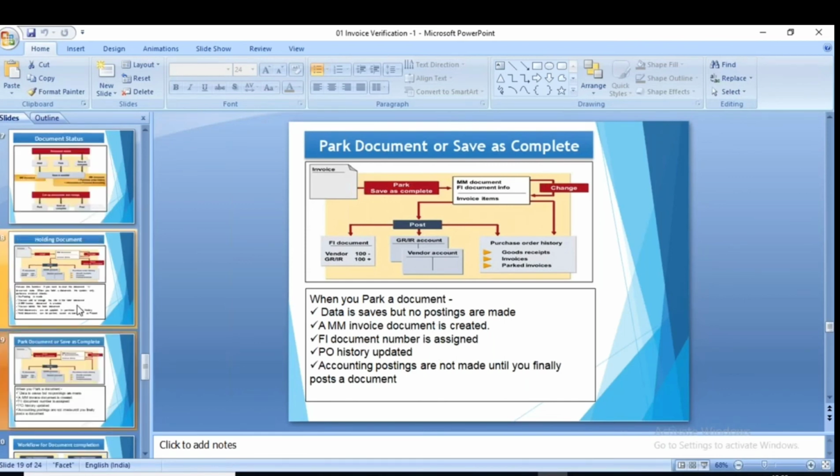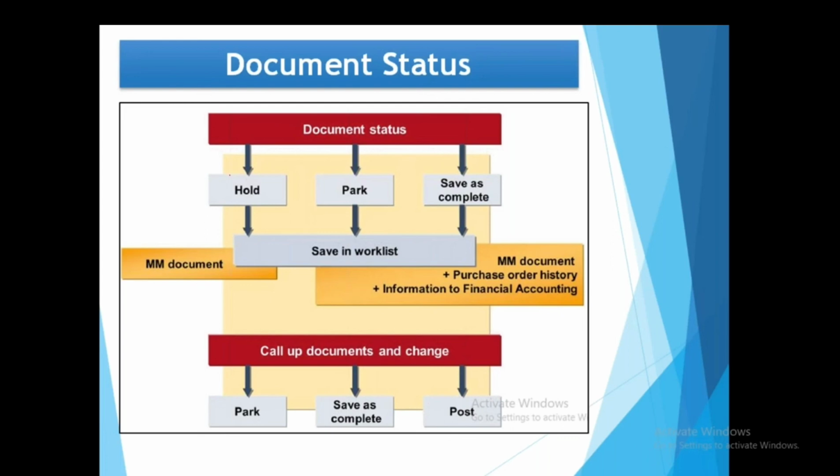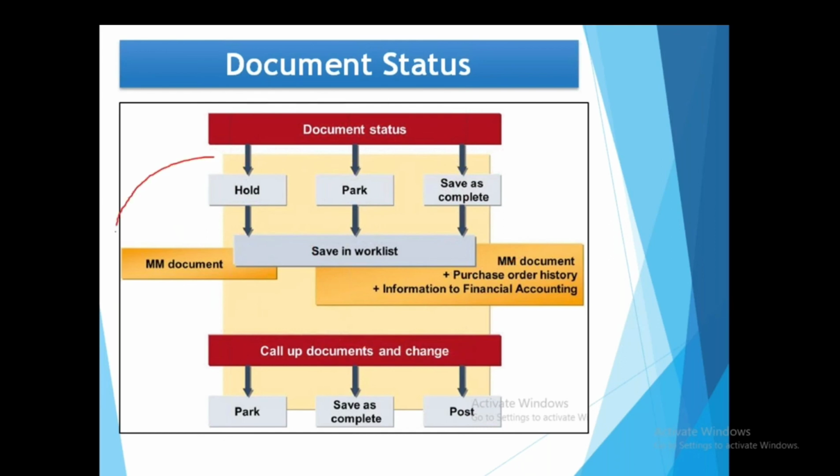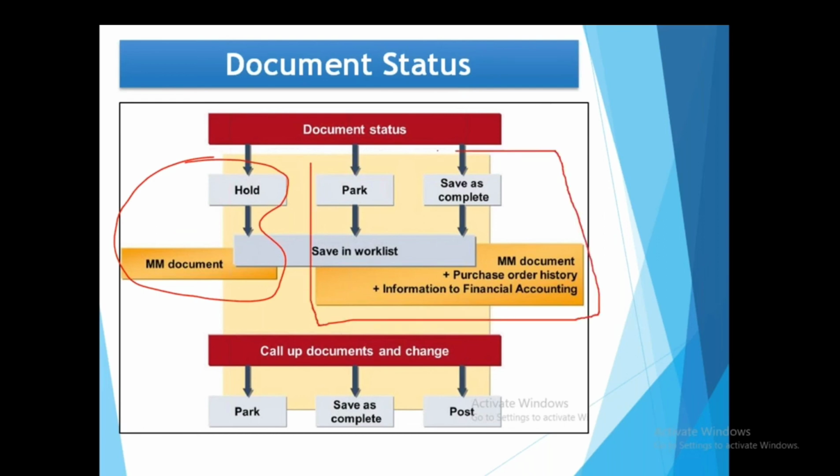So that is why, if you see it here, when you hold the document, only the invoice document is created. But when you park and save as complete, the document is created, the purchase order history is updated, and information to financial accounting is done. Okay, so that is the difference you need to understand.